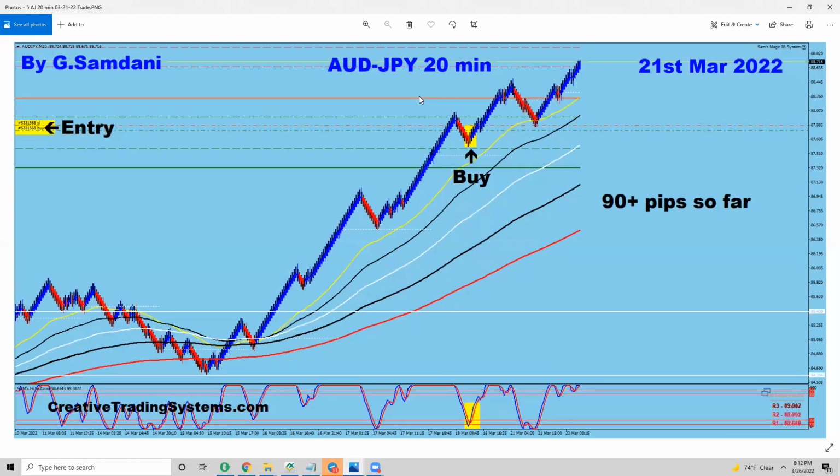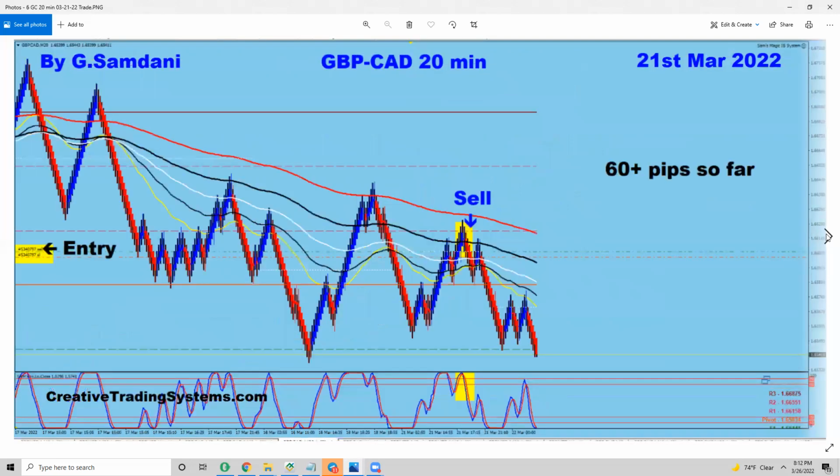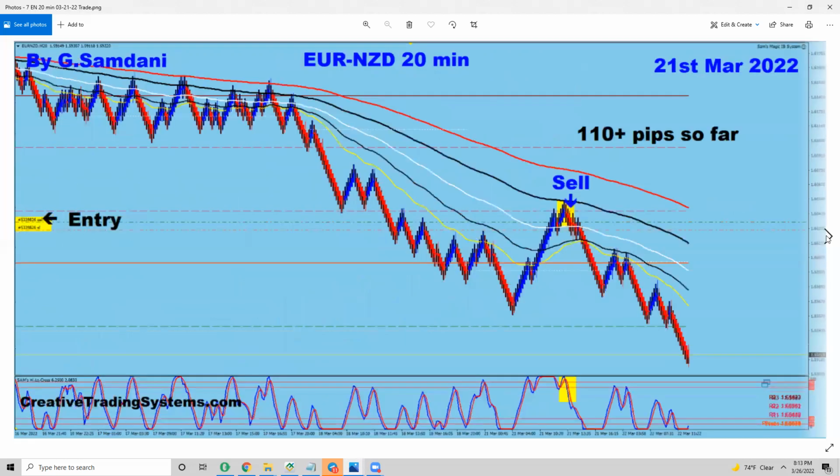yen going to the upside from here, and it is for 90 pip buy. All right, and then you have pound CAD on the 21st, right here, beautiful entry here, and not much, but 60 pip, right? And here, excuse me, on the 21st, a lot of trades on the 21st.